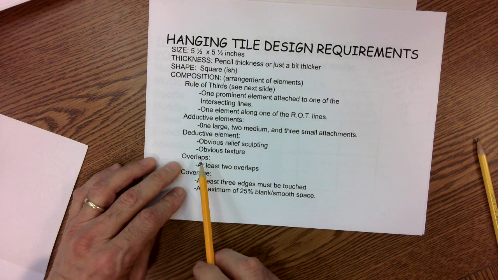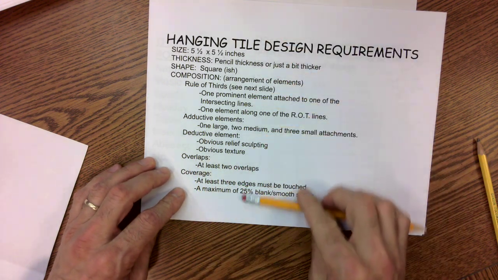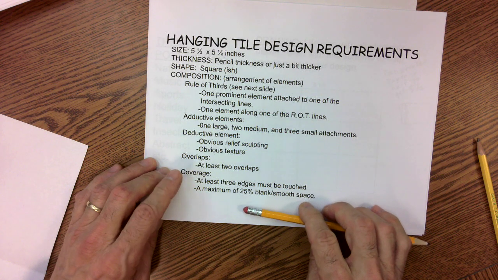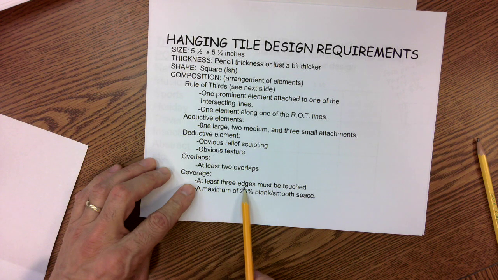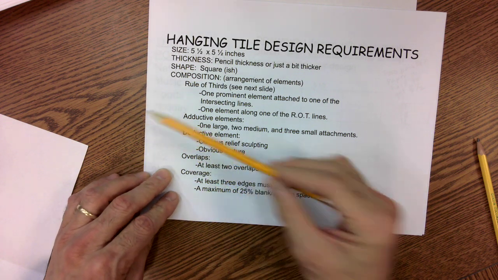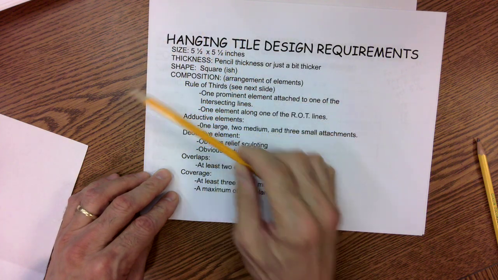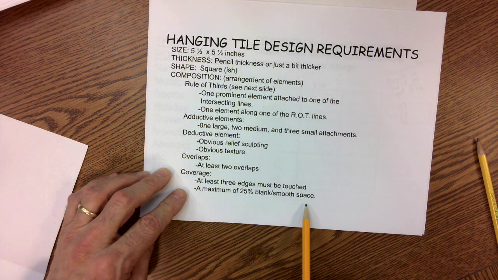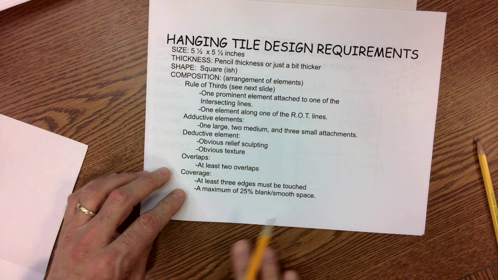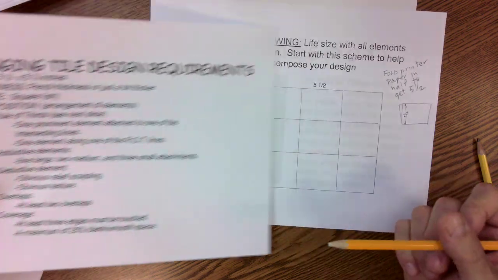Other things you need, you will have to have at least two overlaps. By the way, this is going to be on a slides sheet for you to review. You don't have to memorize it right now. As far as coverage, you have to have at least three edges touched. I mean, part of your design needs to go off the edge of the tile, at least three of those edges, and then a maximum of 25% blank or smooth space, an area that's not addressed at all. Those are the basic requirements, and we'll go over how this works.